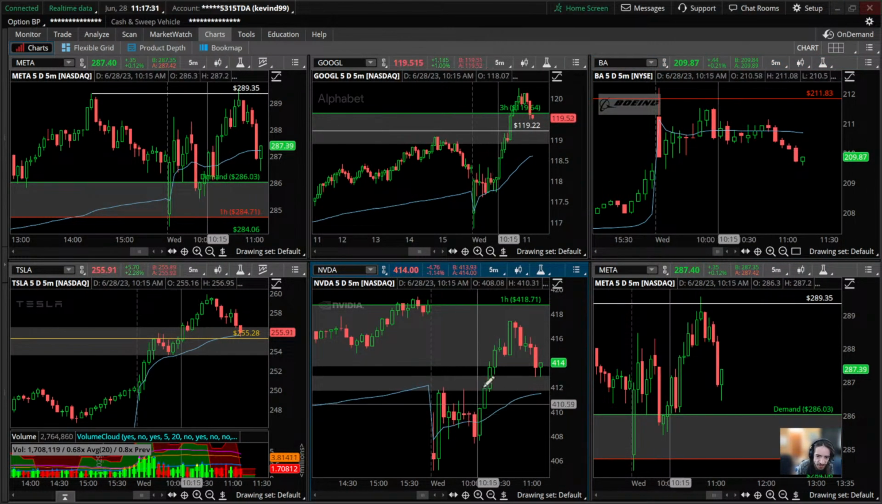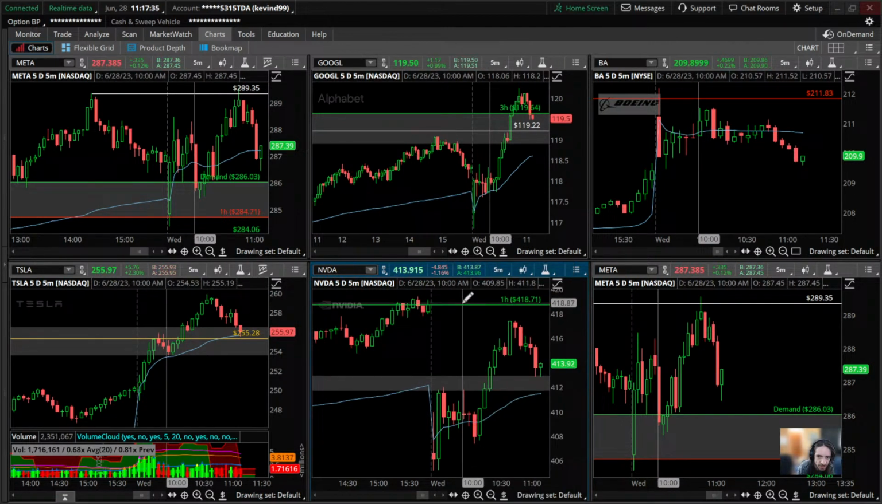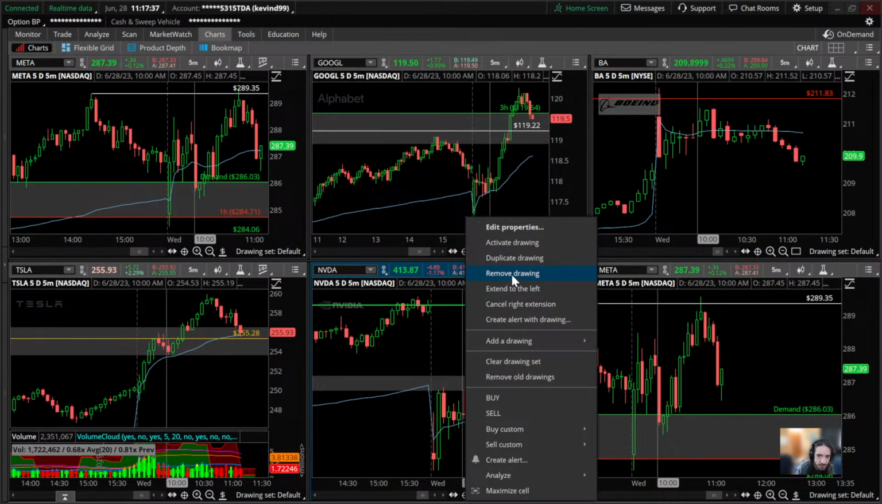All right, so check it. NVIDIA, right? We broke this area of interest right here. Let's break this supply. Let's break this demand. This demand was broken.